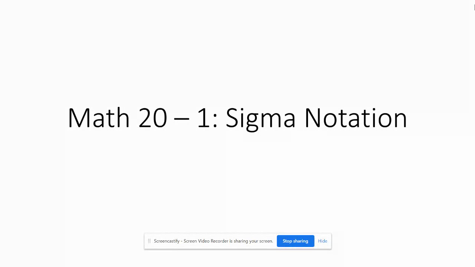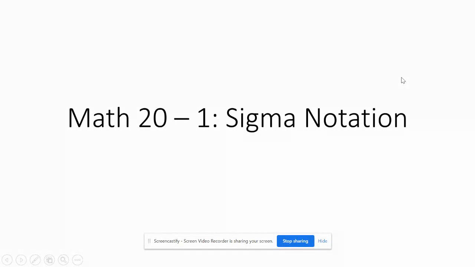Now, guys, if you are in regular 20-1, I still recommend that you take a look at this notation. This is something that you will see in your future math courses, so I think it's going to be worth your while to learn this stuff right now. It's called sigma notation.